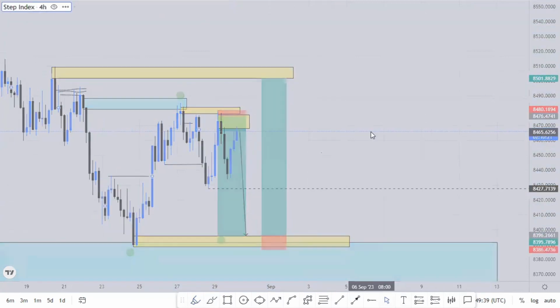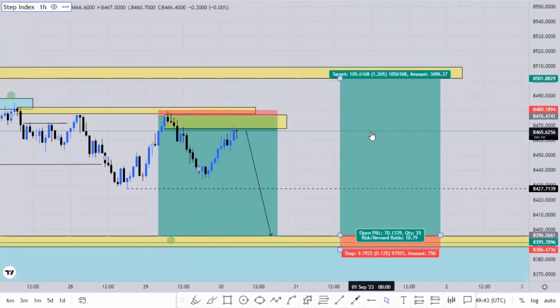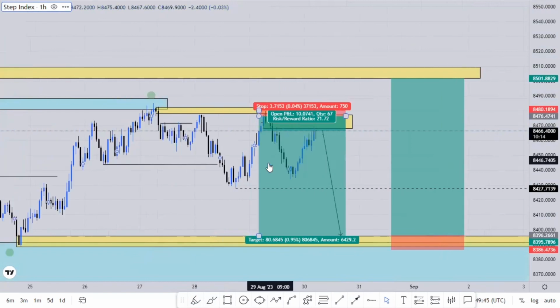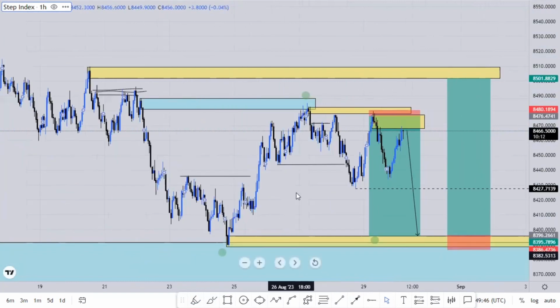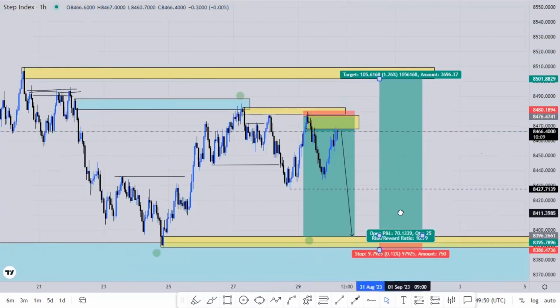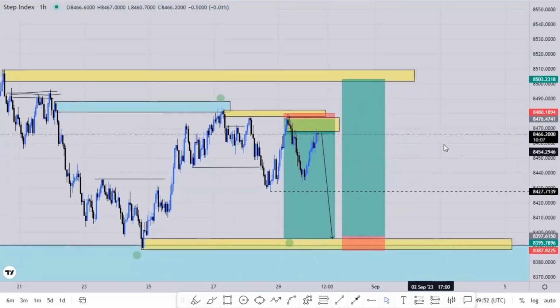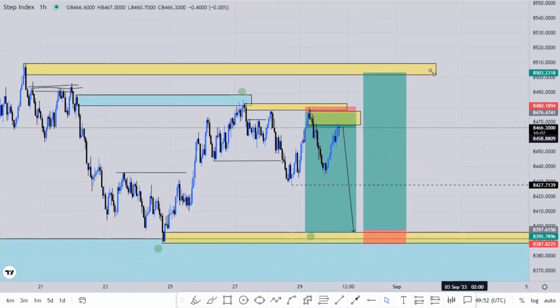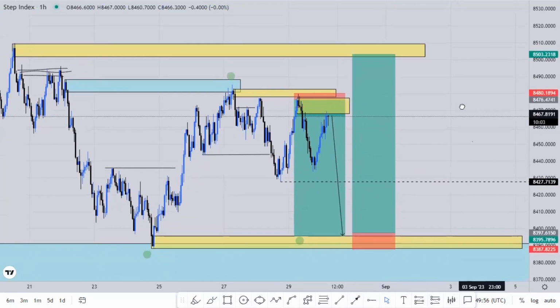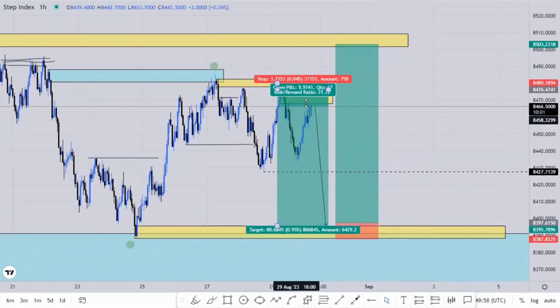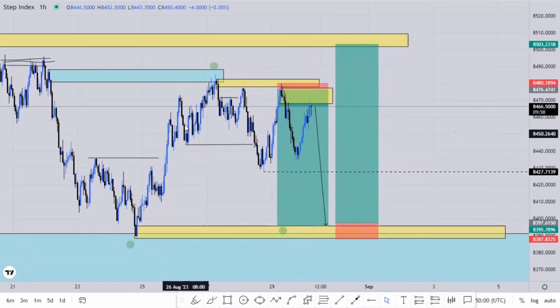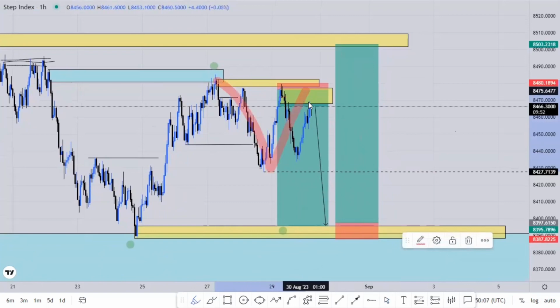So the accurate entry, I actually saw it on 1 hour time frame. The accurate entry zone that we are waiting for, the major zone, is this one. That's the accurate entry that I'm waiting for on Step Index. Here currently, this is just a sub-internal change of character, maybe to facilitate this pullback that I want before the push up.